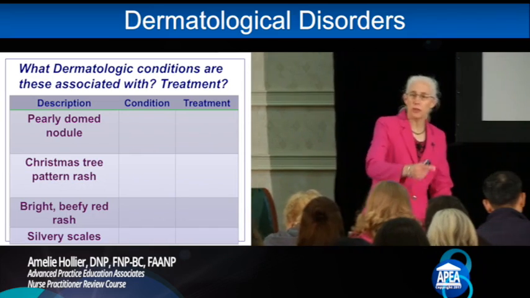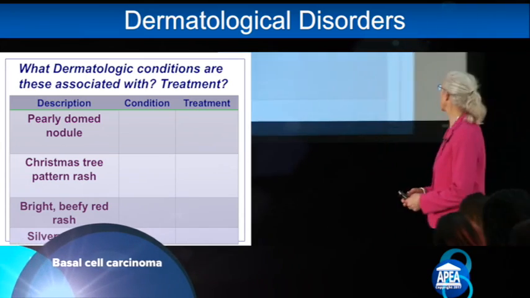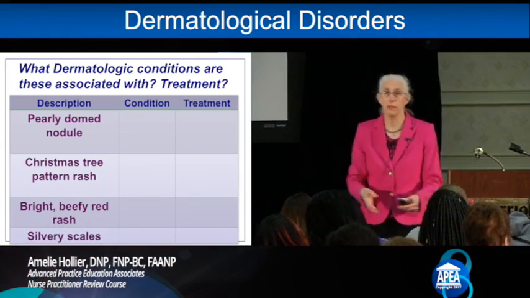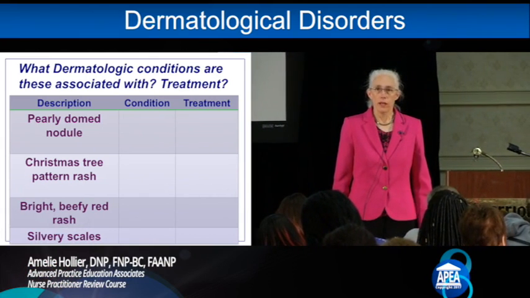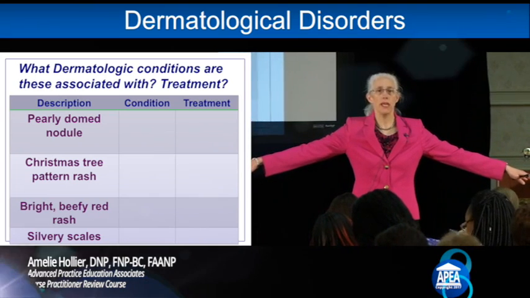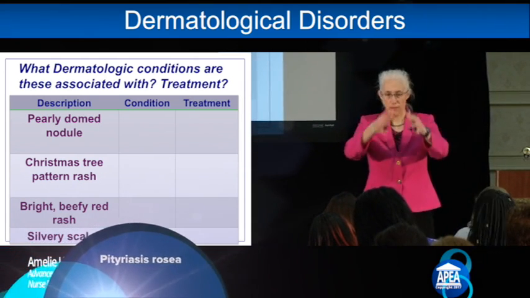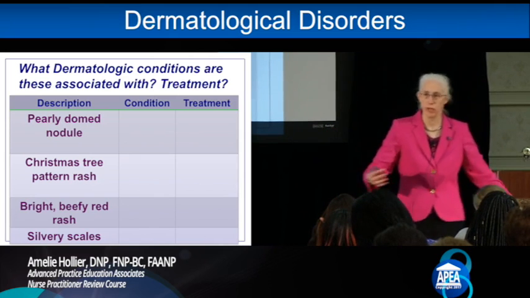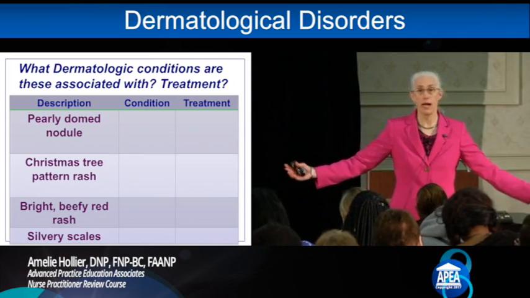Pearly domed nodule, I use that term for you. What is it for? Basal cell carcinoma. And how's that treated? Removal of the lesion, whether you do it or somebody else does it, right? So removal of the lesion. The Christmas tree pattern rash. Pityriasis rosea. And it's just the distribution of the lesions in that patient. It kind of looks like a Christmas tree. And how's it treated? Time.